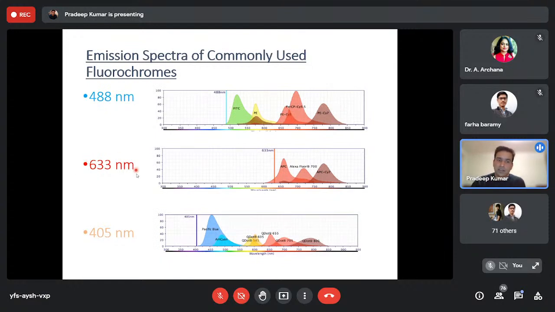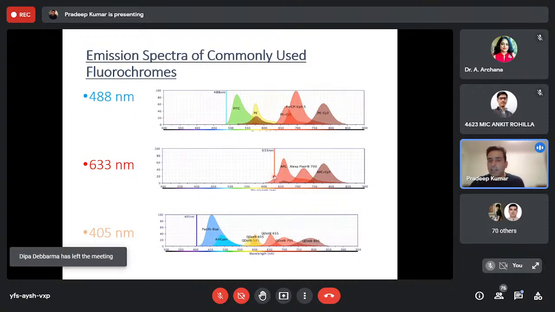Same way, this is the red laser, and there are different fluorochromes that absorb that light and emit a different wavelength of light. You can see in all lasers, the emission wavelengths are higher than the absorption wavelength, because emission wavelength is always higher, since the emitted energy is lower, and when energy is low, wavelength will be higher. And then the third example is the violet laser.